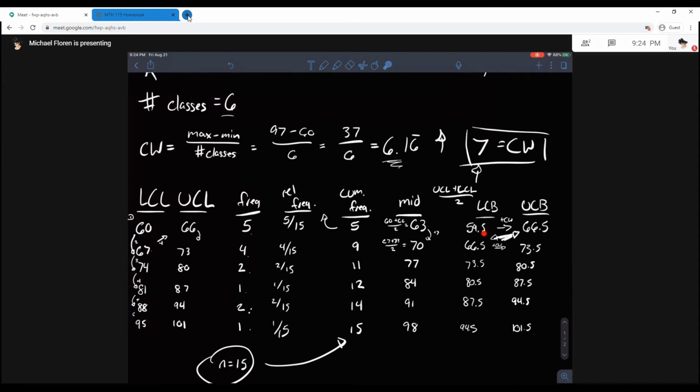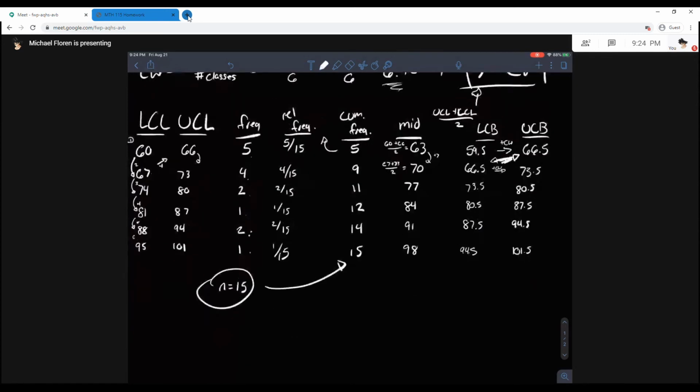And recall how we discussed, you can double check this. The lower class bound is 0.5 lower than the lower class limit, and the upper class bound is 0.5 higher than the upper class limit. So very rarely, honestly, when you're doing this for a test, will you have both the lower class limits and the lower class bounds. But if you do have them, you can quickly double check. So for instance, in my fourth class, the lower class limit is 81, and yes, my lower class bound is 80.5. The upper class limit's 87, and yes, the upper class bound is 87.5, so it looks good.